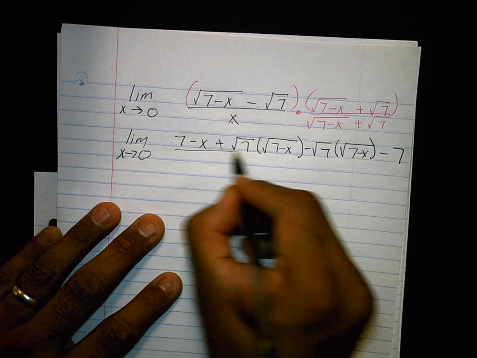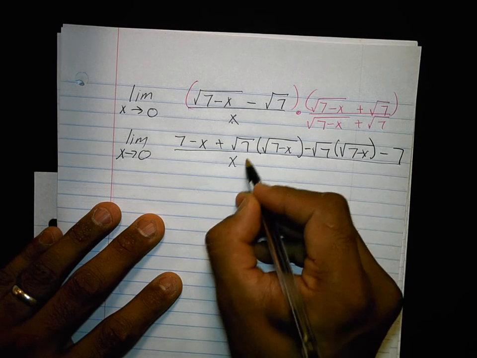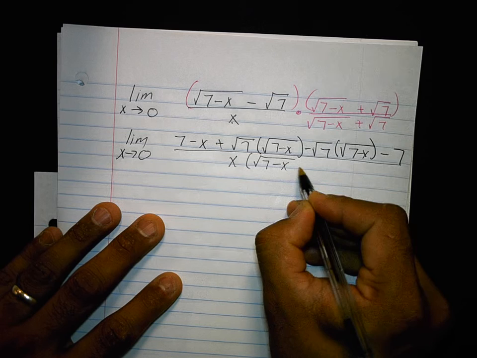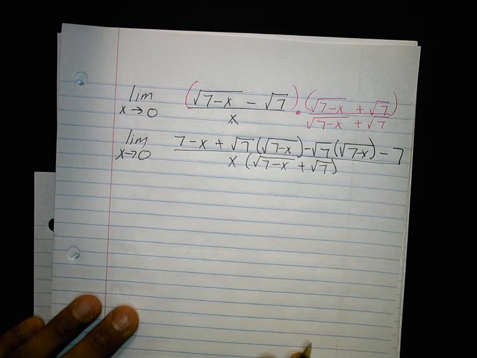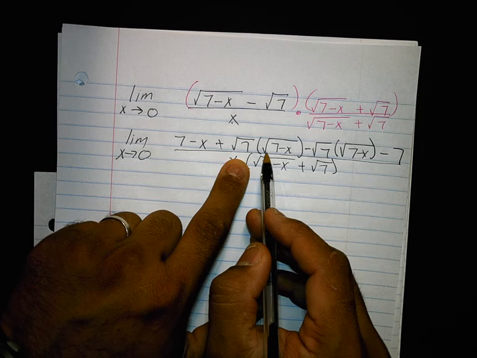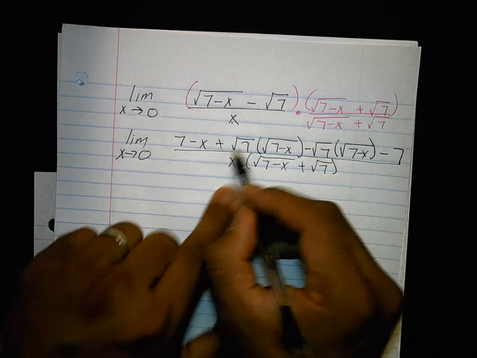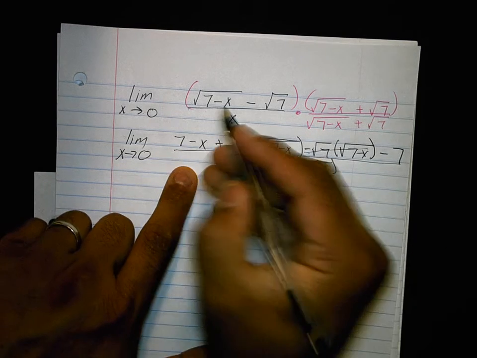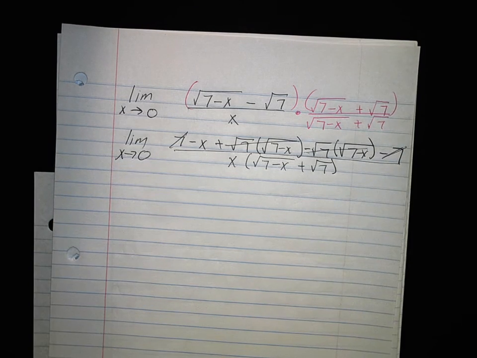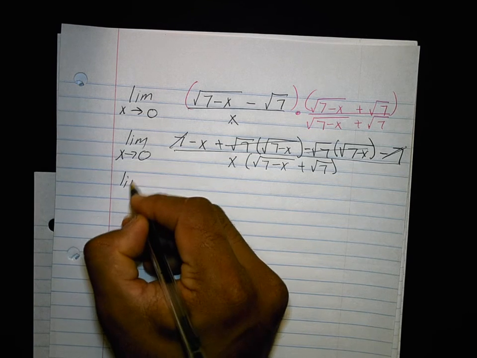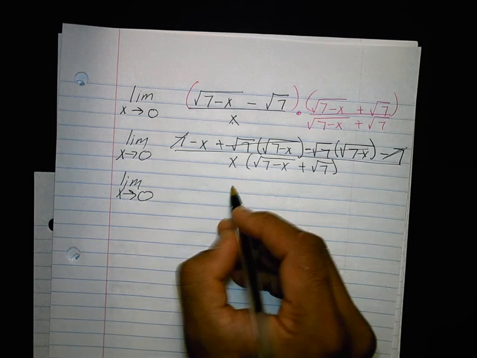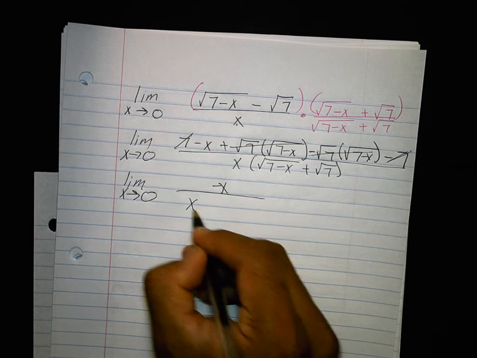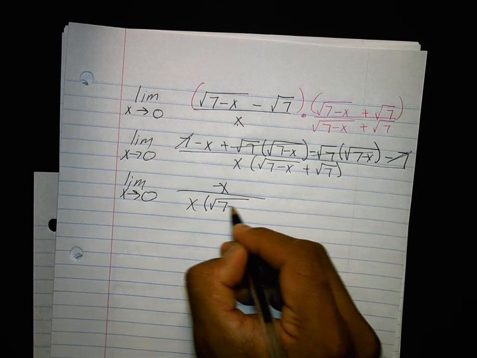Okay, down below, I'm just going to leave it and not actually multiply it, because I'm hoping something is going to reduce. If you look at it, here's a positive root 7 times the quantity square root of 7 minus x, and there's a negative one, so those add up to 0. A positive 7 and a negative 7 also add up to 0. And so what I'm basically left with is a negative x. So I got the limit as x approaches 0 of negative x all over x times the quantity of this.